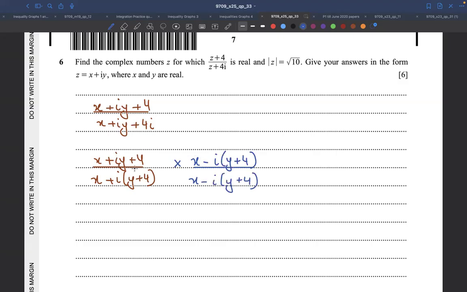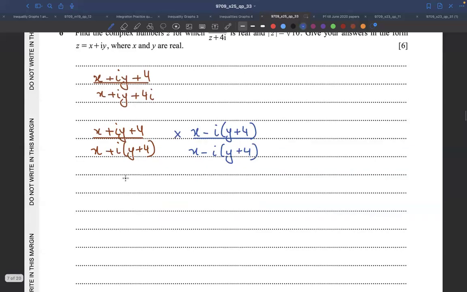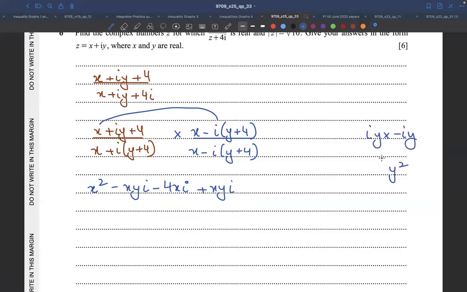Now expanding the numerator, we'll get x into x will be x squared, x into iy will be minus xyi, and then x into 4i will be minus 4xi. Then iy into x will become plus xyi, then iy into minus iy. So iy times y minus iy is y squared, i squared is minus, and minus i squared is plus, so we'll get a plus y squared over here.